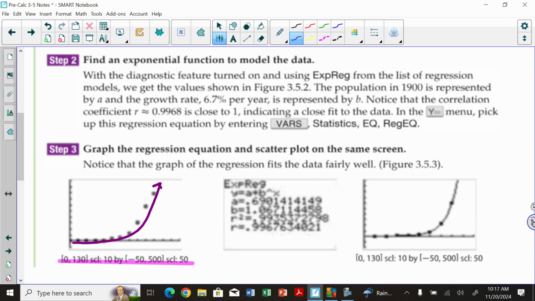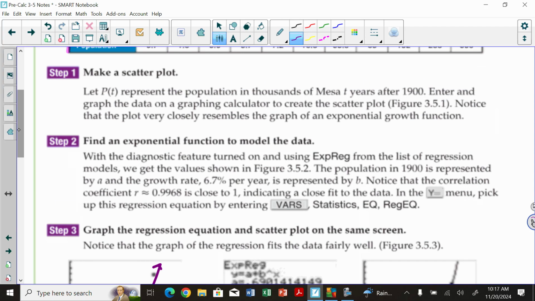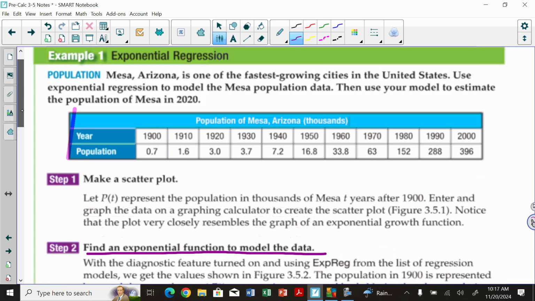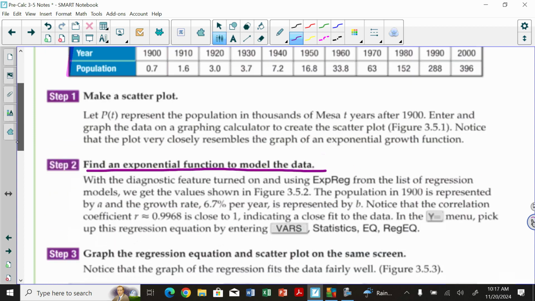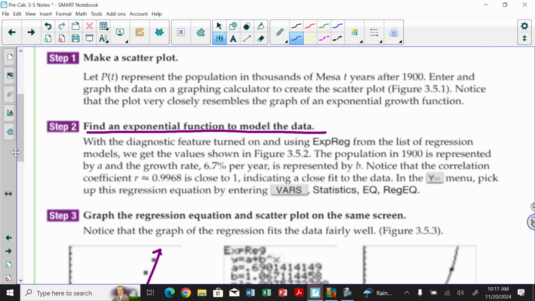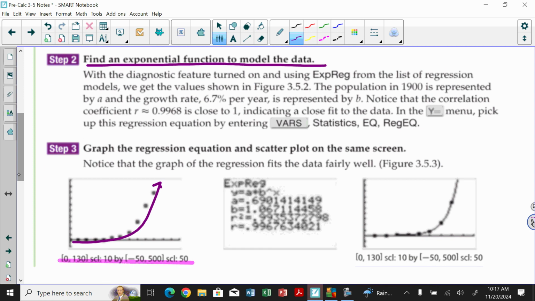So that's one thing we can look at after we make that plot and say, well, okay, maybe it looks like an exponential function. That's where we get to step 2 and say, well, maybe we want to find an exponential function to model this data. I can do that with all of this stuff. It gives us the growth rate of 6.7%. It gives us all sorts of stuff. When we put that in, we end up with all these models. We can see that they give us some stats right here. So this is going to tell us all the stuff we need to know when we use the diagnostic feature of the calculator.